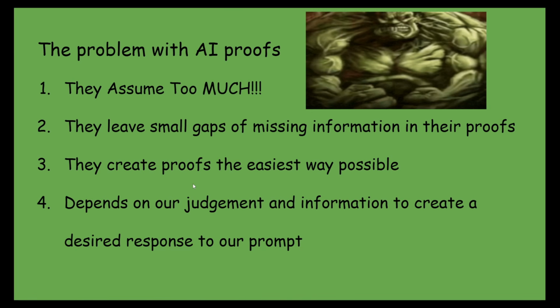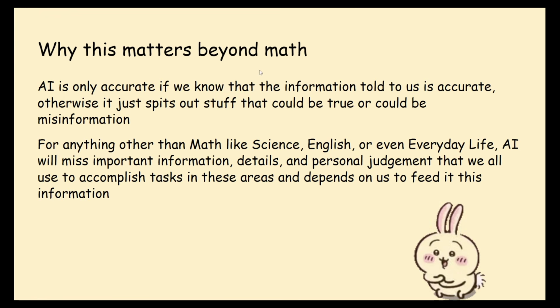And lastly, AI proofs depend on our judgment and information to create a desired response to our prompt that we give it. If we give it more detail and more information in our prompt, then it'll be able to use that to create a better and more desirable response. Why this matters beyond math. AI is only accurate if we know that the information told to us is accurate itself. Otherwise, it just spits out stuff that could be true or could be misinformation.